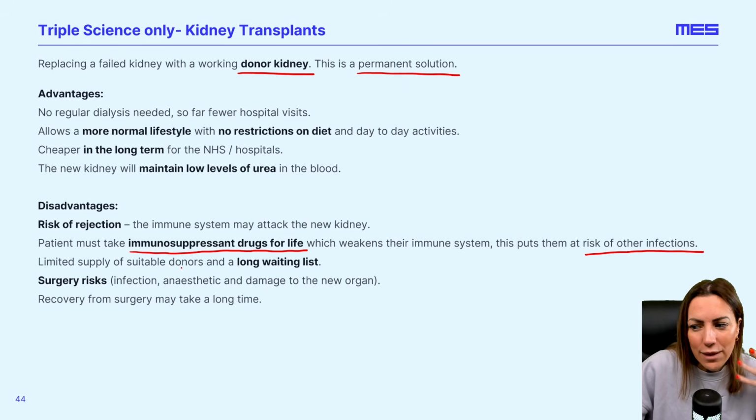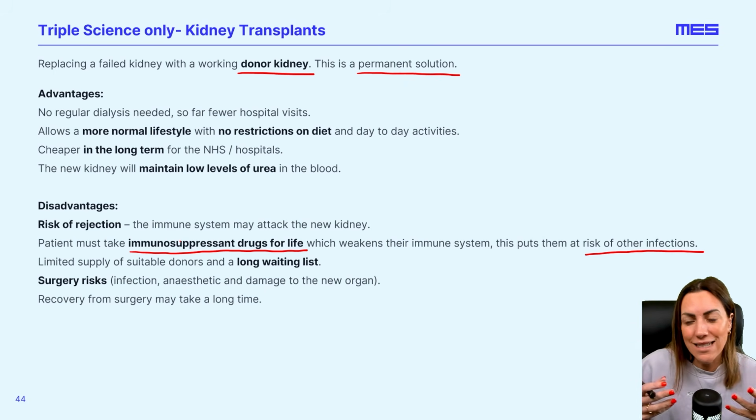There's a limited supply of suitable donors, or there's a long waiting list for a suitable donor. Obviously, it's a major operation, it's a major surgery, so you could talk about surgery risks, risks of infection, risks from the anaesthetic, or potential damage to the new organ as it's being transplanted, and recovery from major surgery can take a long time. So you're going to be using these kind of responses in evaluate style questions.